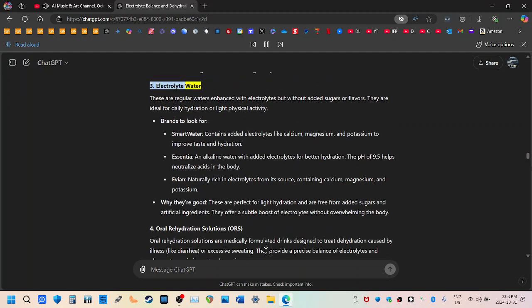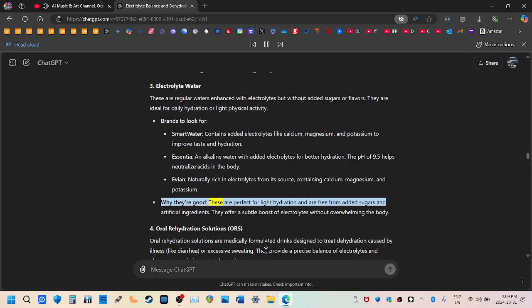3. Electrolyte water. These are regular waters enhanced with electrolytes, but without added sugars or flavors. They are ideal for daily hydration or light physical activity. Brands to look for: Smartwater. Contains added electrolytes like calcium, magnesium, and potassium to improve taste and hydration. Essentia, an alkaline water with added electrolytes for better hydration. The pH of 9.5 helps neutralize acids in the body. Evian, naturally rich in electrolytes from its source, containing calcium, magnesium, and potassium.